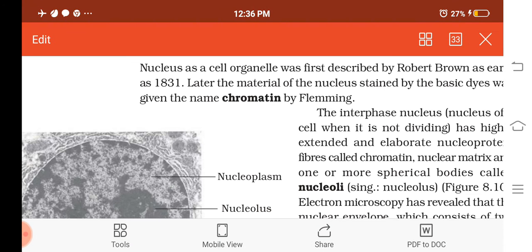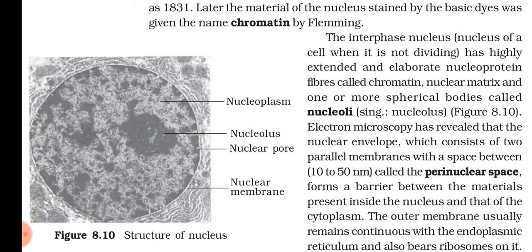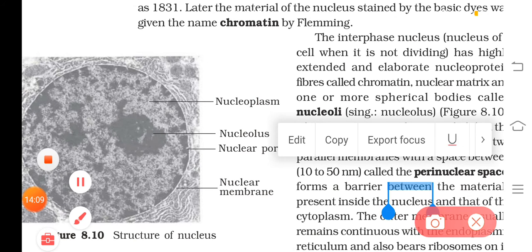So what all can you see? Nuclear membrane, then nucleoplasm, and in the nucleoplasm you can see chromatin fibers, or chromatin material, and you can also see some spherical bodies called nucleoli, or nucleolus is the singular of that. Understood? Then if you see the nuclear membrane, it has two different layers, the outer layer and the inner layer, and in between there will be a space. That space is known as the perinuclear space.